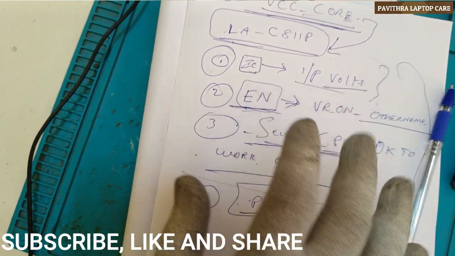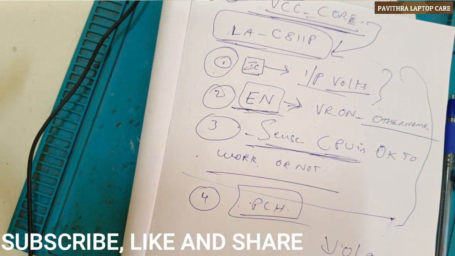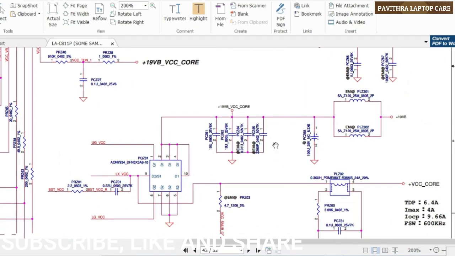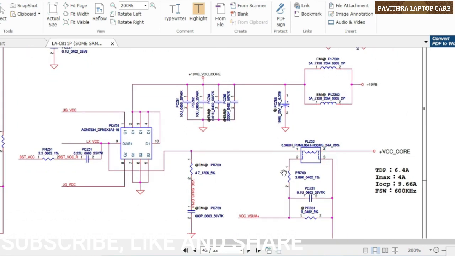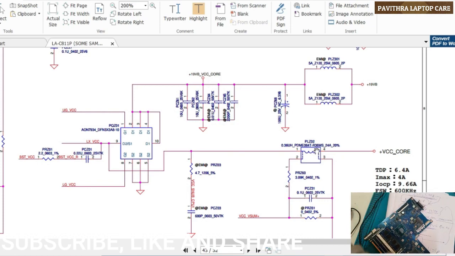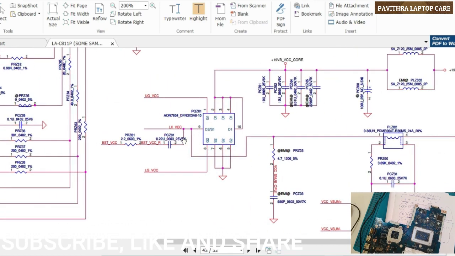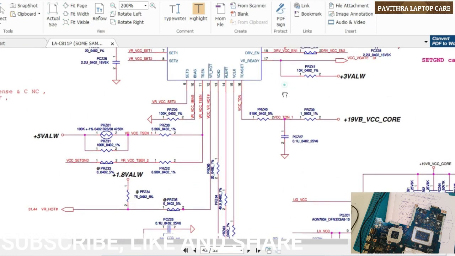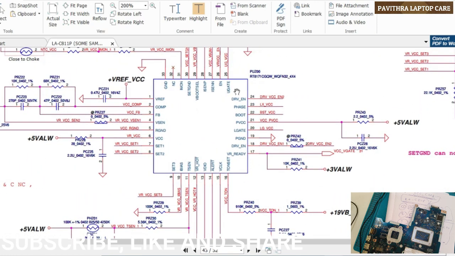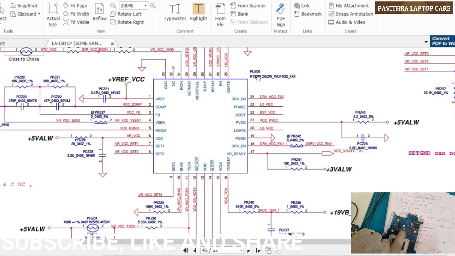So in this particular case we will check the schematic. I will explain by the schematic. This is the core IC section, this is plus VCC core. This is a coil PLZ02, and here this one is connected to the dual MOSFET. Next we come to the CPU IC PUZ00. This is the section.